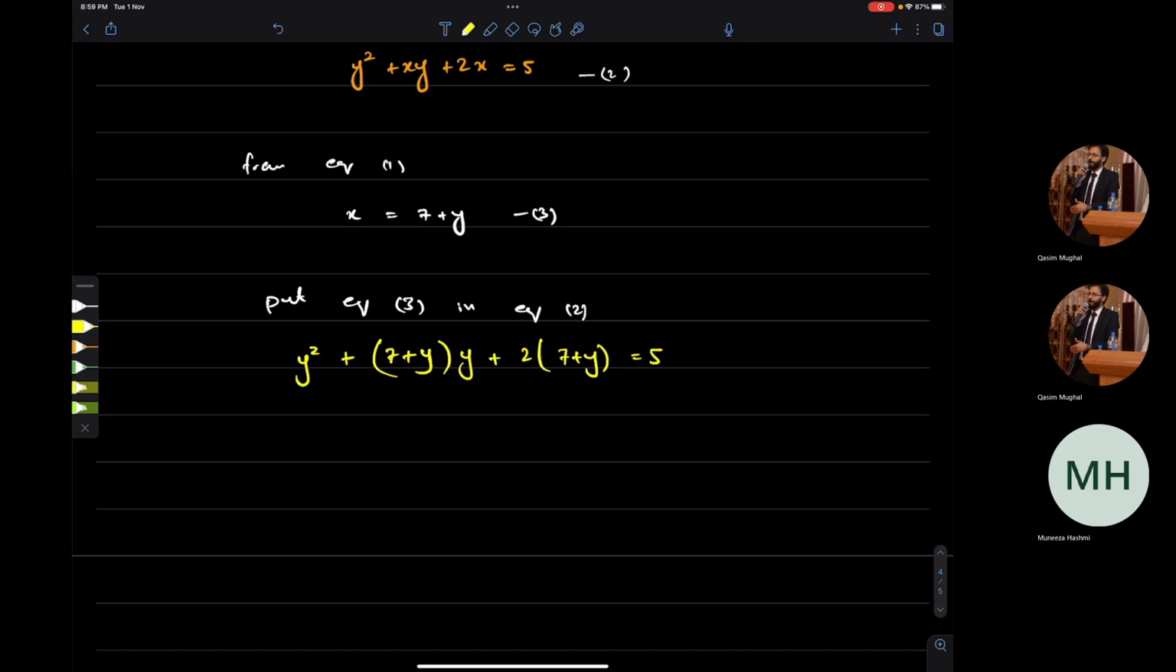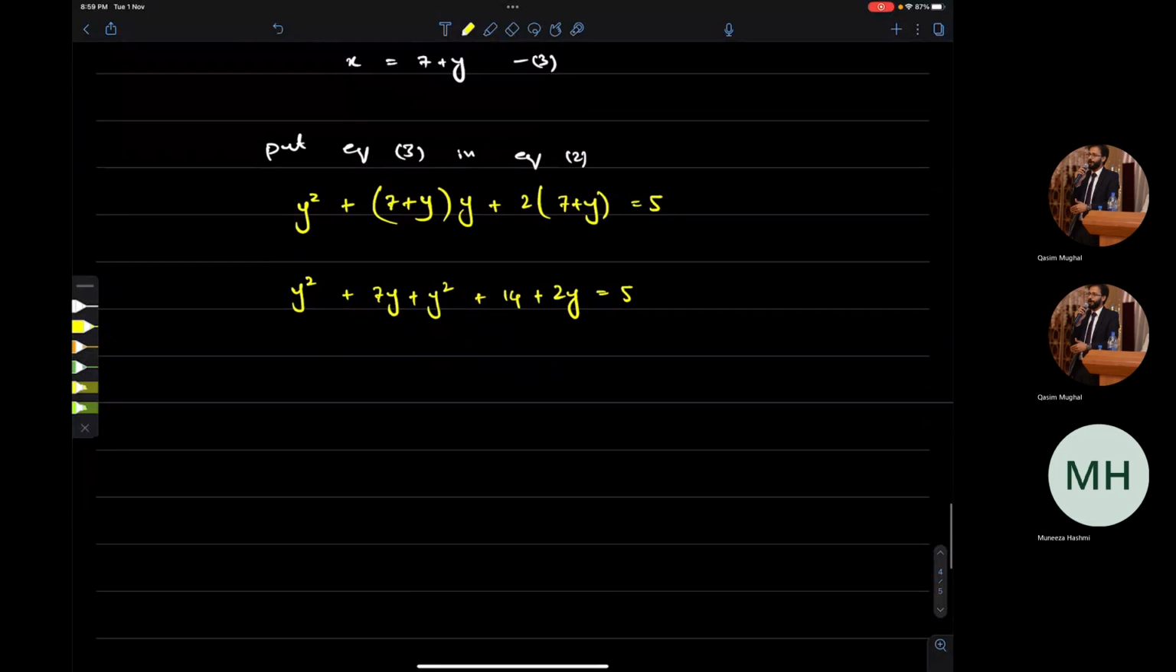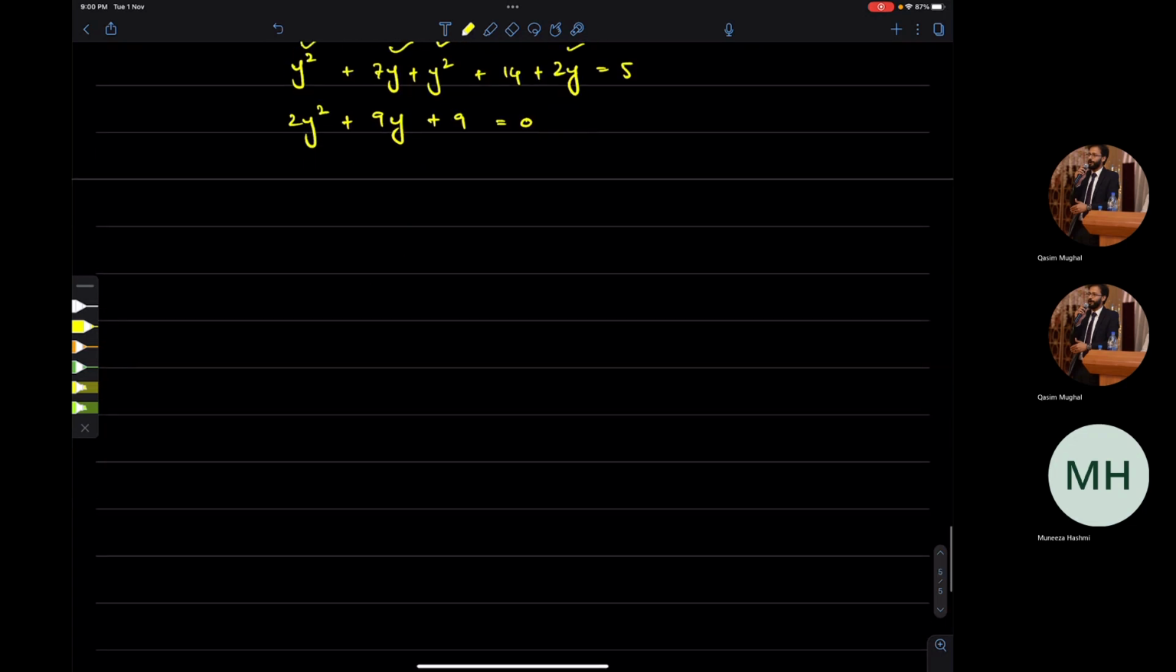Now I'm going to simplify this equation, give it a shape, and see what we get. So 7y plus y squared plus 14 plus 2y equals 5. So 2y squared, 7y and 2y is 9y, and 14 take away 5 is 9, equals 0. So this is the quadratic equation I came up with.